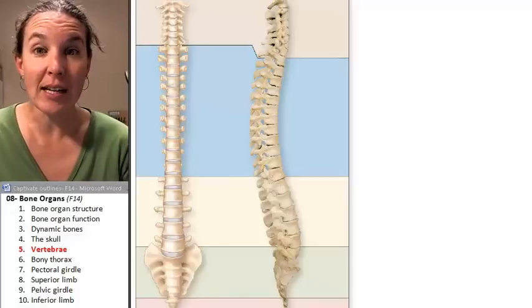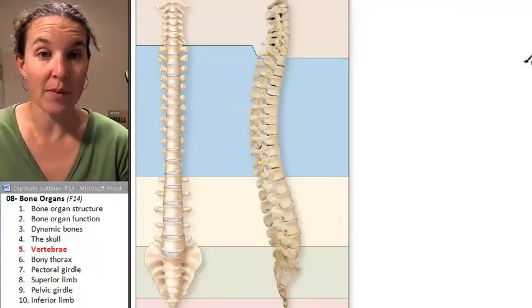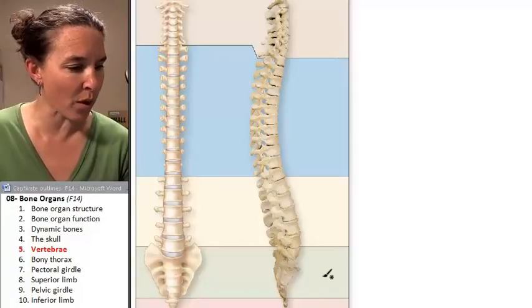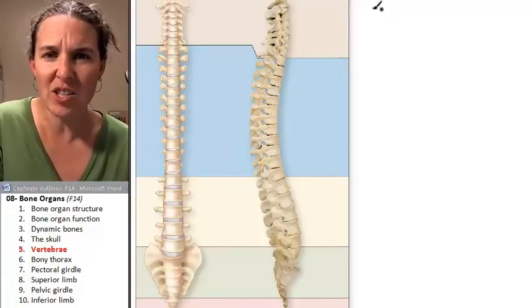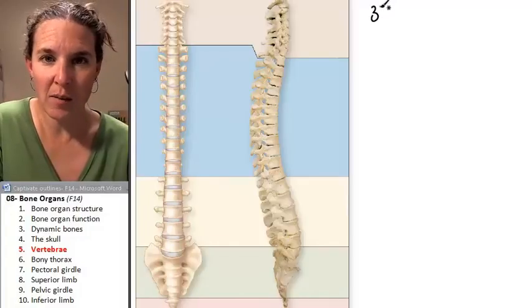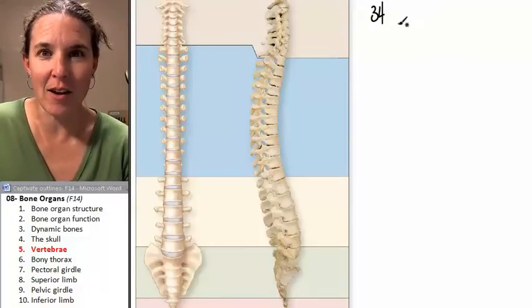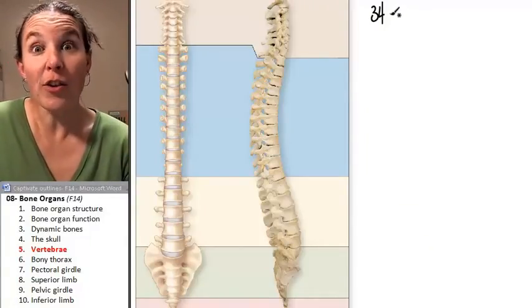All right, let's take a look at the vertebral column. We actually have 33 or 34 total vertebrae. Let's just go with 30. Shall we just commit and make it 34? And if you say 33, you'll get that right too. We have 34 total vertebrae.